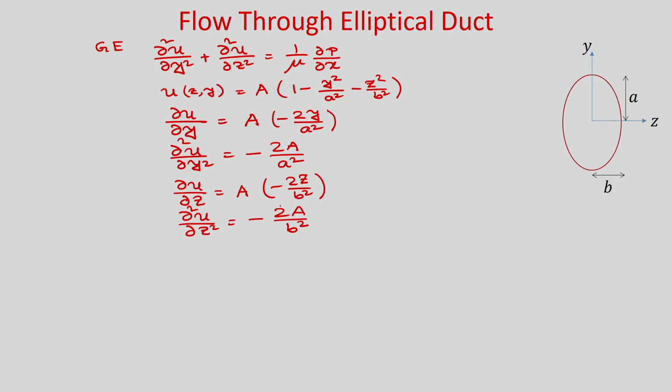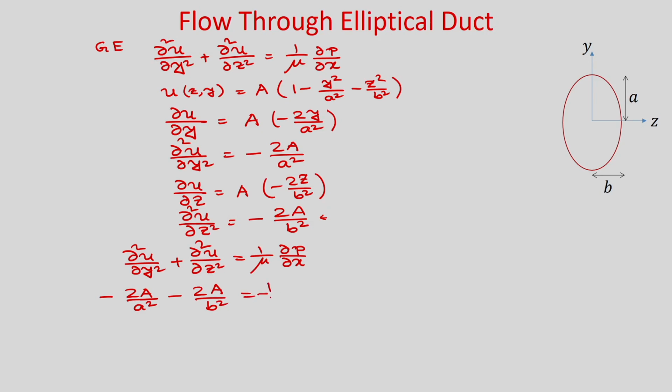Now, you substitute these derivatives in the governing equation, and let us find the constant A. So, in the governing equation del 2 u by del y square plus del 2 u by del z square is equal to 1 by mu del p by del x. Del 2 u by del y square is minus 2 A by a square, and del 2 u by del z square is minus 2 A by b square, equal to 1 by mu del p by del x.